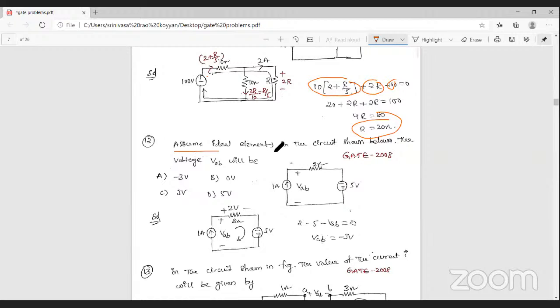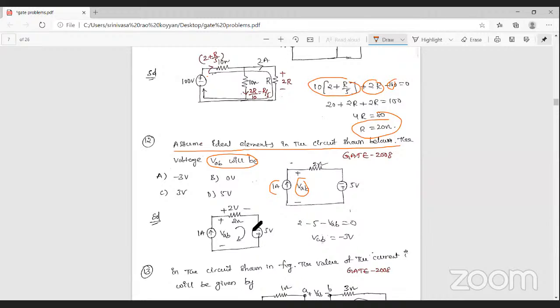Assume the ideal elements in the figure below. Then find out the voltage VAB. You want to record the voltage VAB. In this network, the current source is 1 ampere. This 1 ampere current is passing through this 2 ohm resistance. Then what is the voltage here? That is 2 volts, plus or minus. Here also 5 volts is given. It is minus and plus.